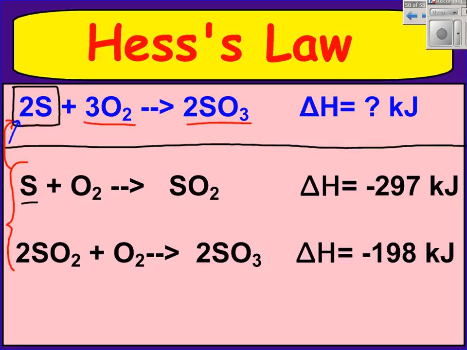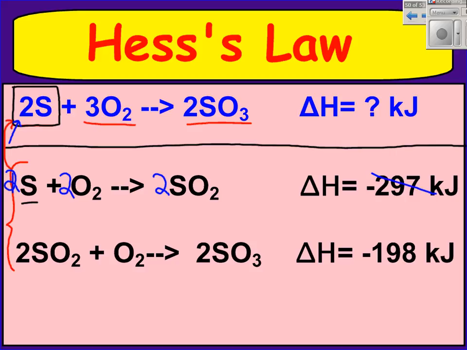So what I'm going to do is think to myself, all right, how do I change a coefficient of 1, which is assumed to be right here, to a 2? The answer is I have to double it, but I can't just do it to sulfur. I have to do it to everything in the reaction. And so I'm going to do that now. I'm going to multiply that by 2, that by 2, that by 2, and also my enthalpy times 2.